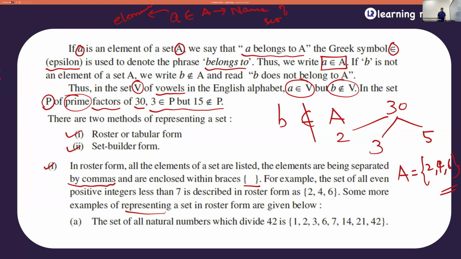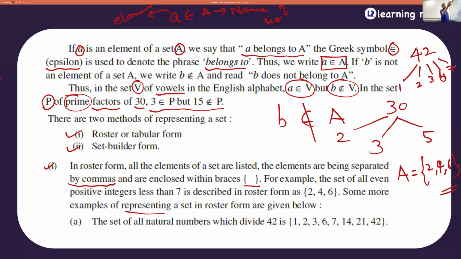The set of all natural numbers which divide 42. What are the natural numbers which divide 42? Here they didn't impose any condition, so let's think of the logic. What numbers can you think of? 1 is there, then 2, 3 divide. 4 doesn't divide, 5 doesn't divide. 6 does, 7 does, 8 does not, 9 does not, 10 does not. Like this you can write it.